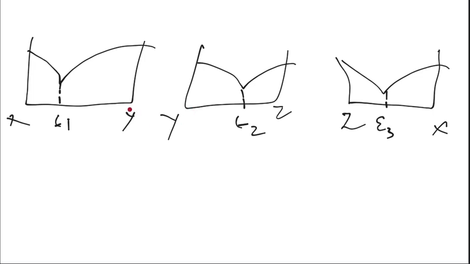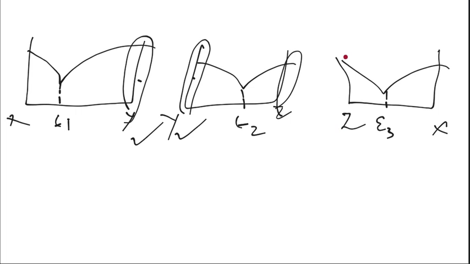Now we have to combine these solidus lines. This is Y and Y, so we can combine this. This is Z and Z, we can join this. And this is X and X, we can also join this. So like this, a diagram is created.